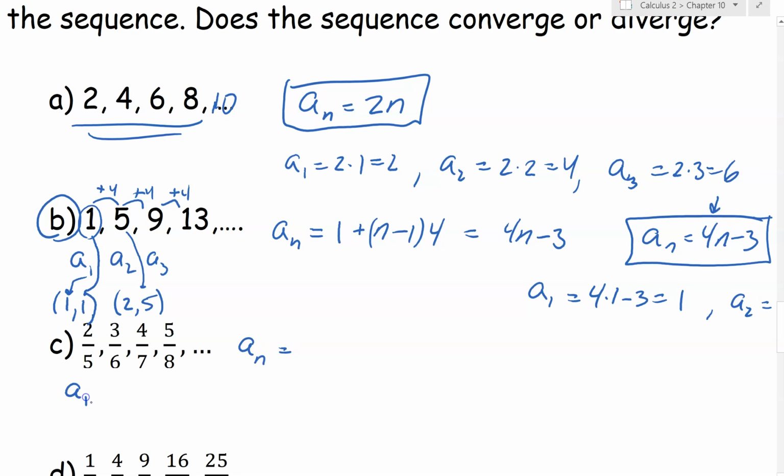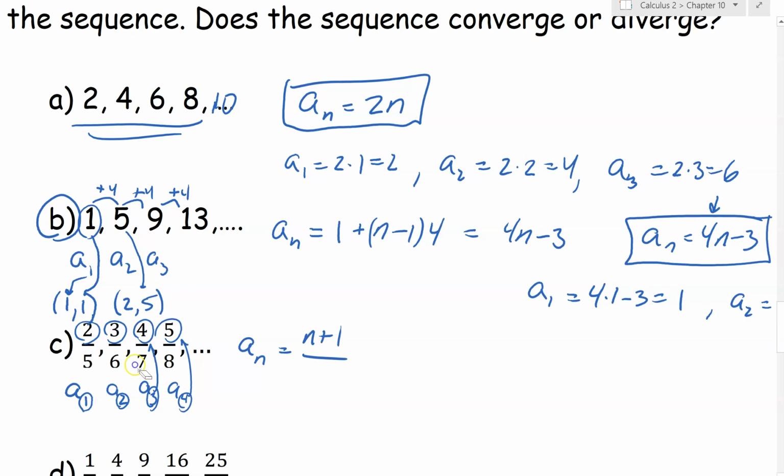So if we think of this as A1, and this is A2, look at how the numbers on the top compare to the subscript. So when the subscript is 1, the numerator is 2. When the subscript is 2, the numerator is 3. When it's 3, we write 4. When it's 4, we write 5. So it's always 1 greater than the subscript.